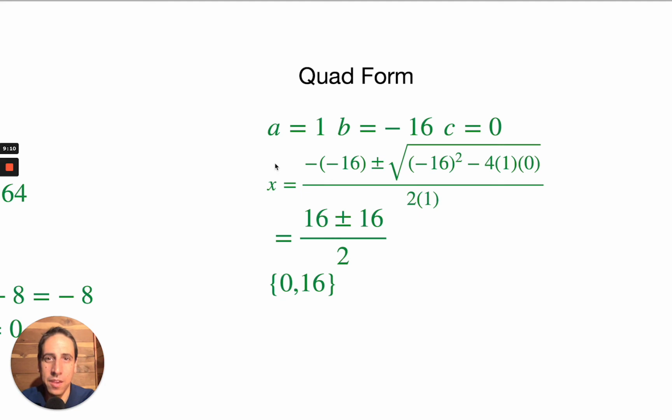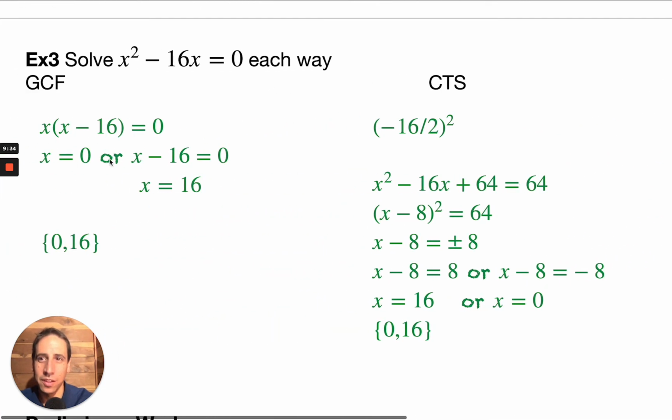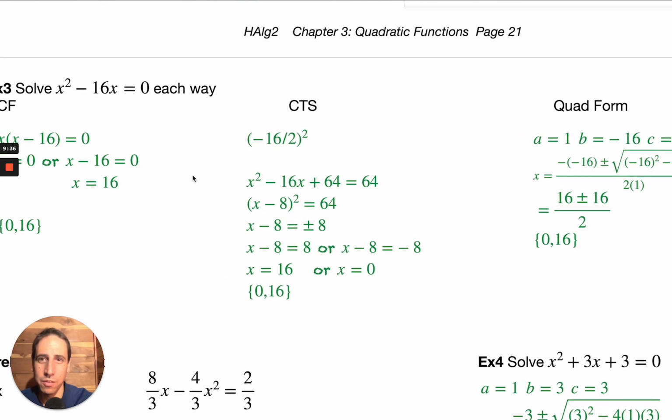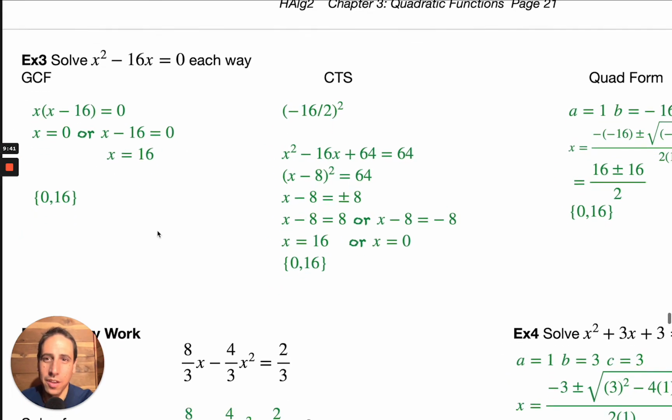A equals 1, using the quadratic formula. X equals negative b plus or minus the square root of b squared minus 4ac all over 2a. Eventually you get 16 plus or minus 16 over 2. When you add, you get 16. When you subtract, you get 0. Those are the two solutions. So I think we can all agree that this is easiest over here, but the point is you've got lots of options when you're solving quadratic equations.